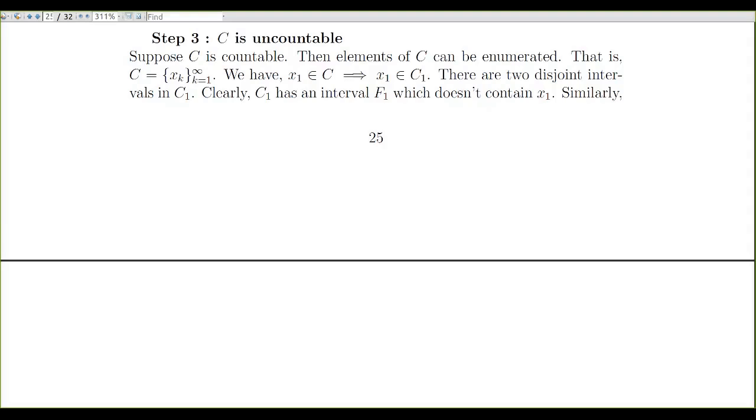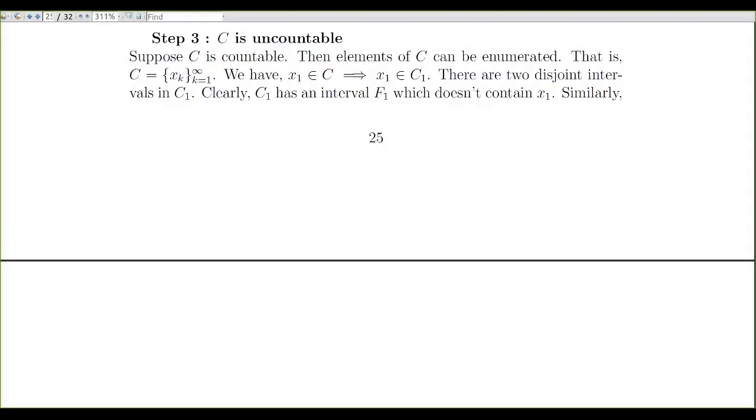At most, one of these intervals can contain x2. Both intervals cannot have x2, because these intervals are disjoint. x2 can belong to at most one of these intervals. It cannot belong to both. So there is a set which is not containing x2. We call this closed set F2.